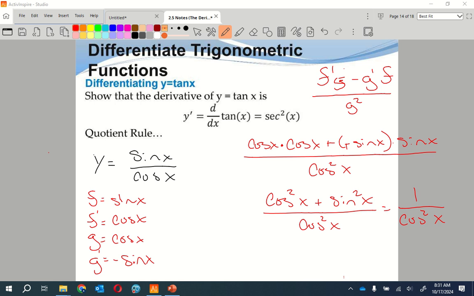So do I actually have to turn it into secant squared? No, you don't have to. I could leave it as 1 over cosine squared because that's the same. That is an equivalent answer. Sometimes you might need that for whatever problem you're doing, you might need some substitution using that information. And we know that secant is the reciprocal of cosine. So this is just going to turn into secant squared x.